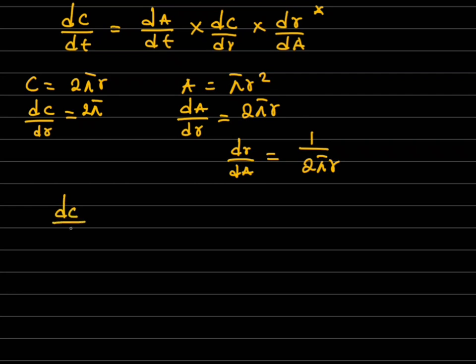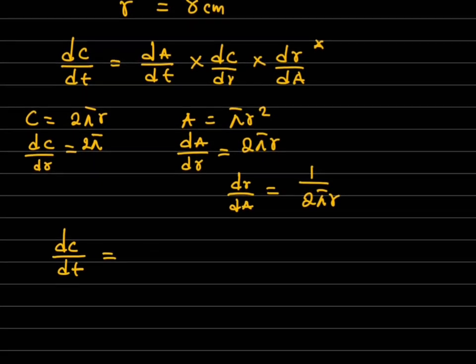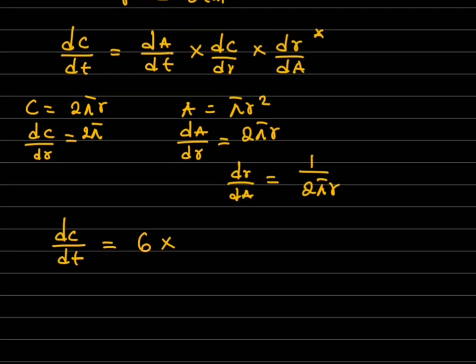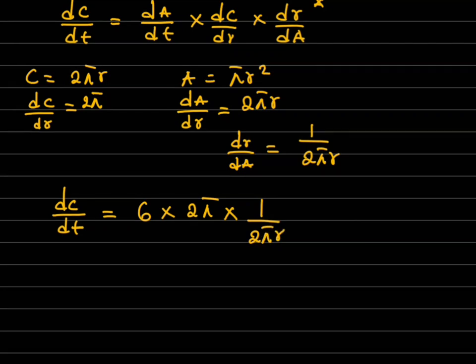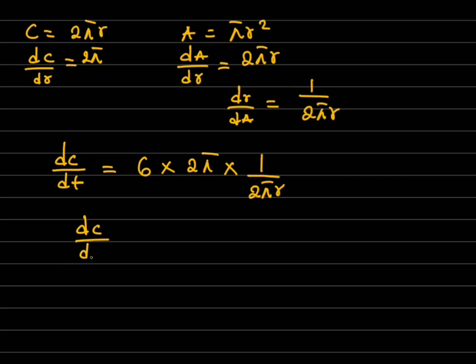So therefore, dC by dt is going to give us dA by dt, which has been given to us as 6 meters square per second. So we have 6 times dC by dr, which is 2 pi. So I have my 2 pi, then times dr by dA, which is 1 all over 2 pi r. So we've expressed it well. So therefore, dC by dt, if you check it out, you see this 2 pi goes with this 2 pi. So what I'm left with is actually 6 all over r.